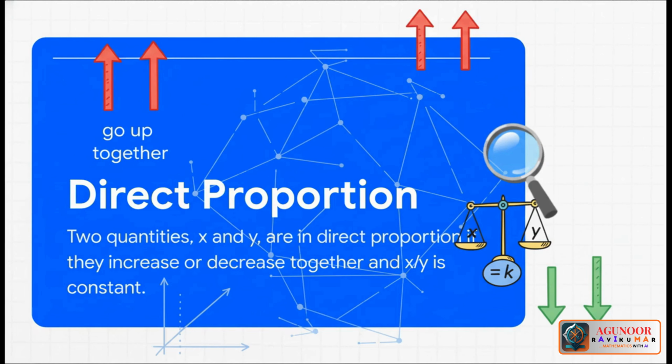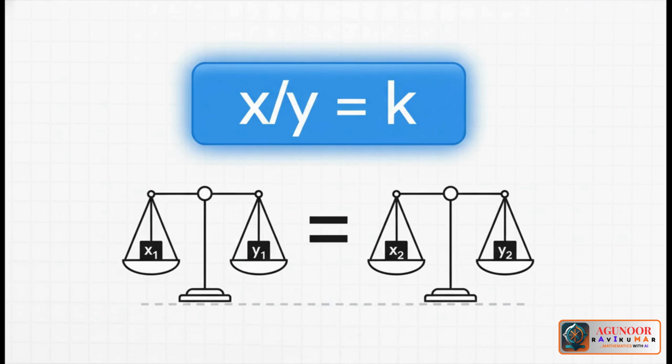It's not enough for them just to go up together. If you double the amount of rice, you have to exactly double the amount of water. That constant, unchanging ratio is the absolute key. And this little formula right here, this is our secret weapon for solving these kinds of problems. x divided by y is always equal to k, which we call the constant. This means if we have 2 different situations, the ratio from the first one is going to be exactly equal to the ratio from the second one. Let's see it in action.